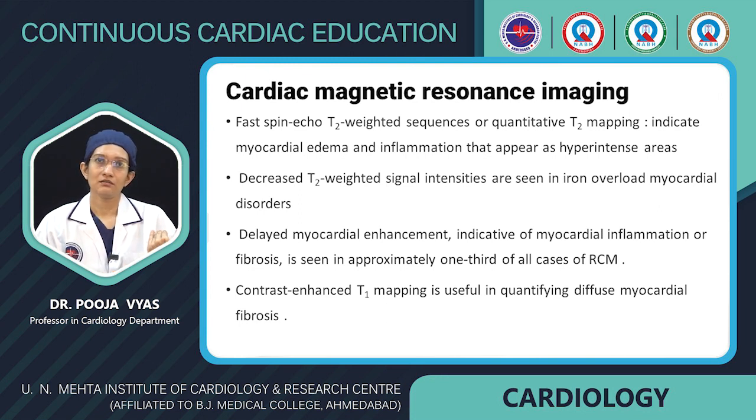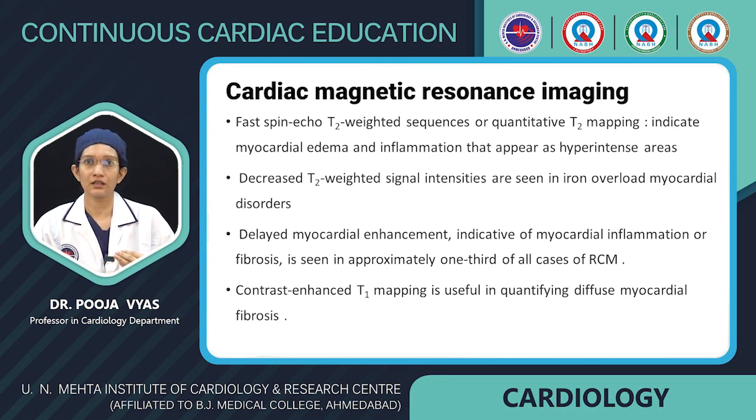Next comes cardiac MRI for diagnostic evaluation in cases of restrictive cardiomyopathies. So there are T2 weighted images, T1 mapping and gadolinium enhancement that we are going to discuss. The fast spin echo T2 weighted sequence indicates myocardial edema. If on T2 mapping there are increased signals, then those indicate underlying myocardial inflammation, underlying myocardial edema, and it will appear as a hyperintense area.